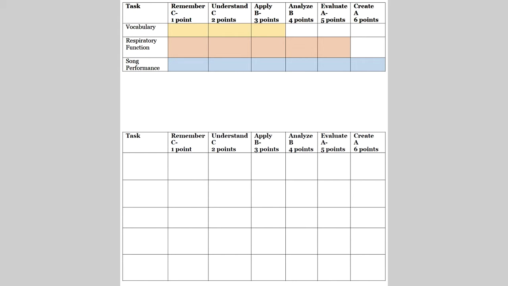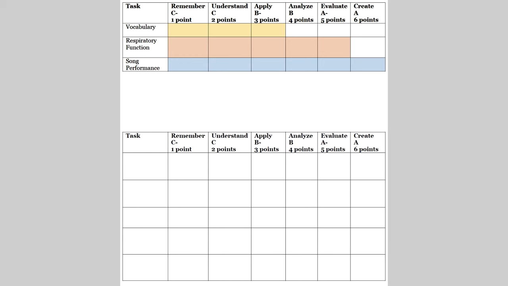We have to know and manipulate our respiratory function, so they need to remember the breathing points that I'm asking them to do. They need to understand how to manipulate their breath in order to sing the songs and be able to apply that, of course. But they also need to be able to analyze their use of breath and evaluate other people's use of breath. So just my task of getting them to understand the process of breathing and singing gets us to 5 points. So we're pretty close now to the top and moving well into the higher thinking order skills.